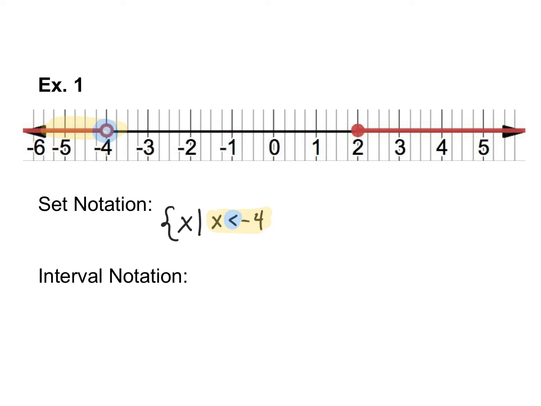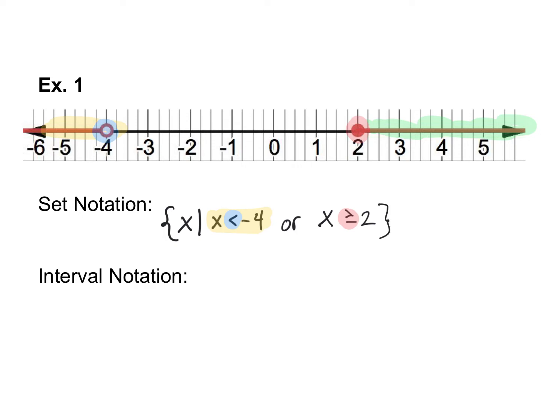And on the right hand side we have or x is greater than or equal to 2. That's this side right here. And in this case we do include the equal sign because it is a closed circle. That means that 2 is a solution, but -4 is not. Okay, so this would be my set notation.